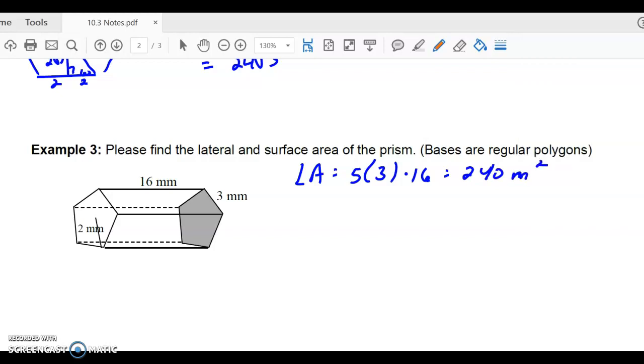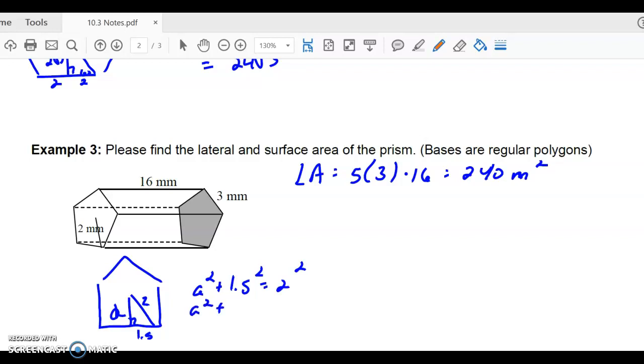Now for the pentagon, we know that this is 2. We drop this triangle in. We know that this is 1.5. So we got to find the apothem. A squared plus 1.5 squared equals 2 squared. So we have A squared plus 2.25 equals 4. And then A squared equals 1.75. So A is going to be approximately 1.32.